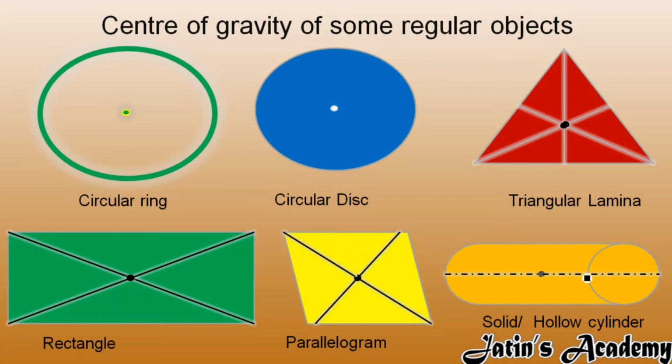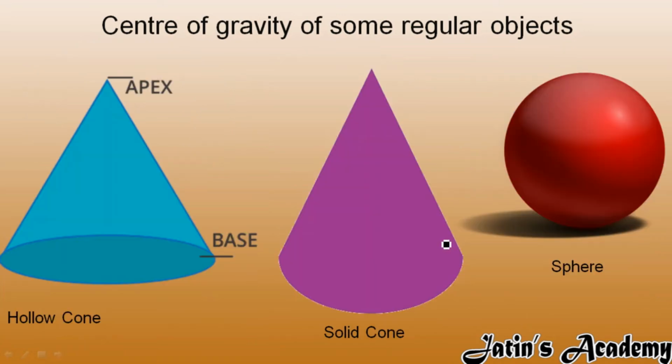Last we have a solid or hollow cylinder. For a solid or hollow cylinder, we have an axis, and the center of gravity is the midpoint of the axis. For example, this is a cylinder. This cylinder has a symmetric axis, and the midpoint of this symmetric axis is the center of gravity of a solid or hollow cylinder. Next we have the hollow cone. For the hollow cone, we have two things, apex and base. From the base, the center of gravity for a hollow cone is at h by 3.